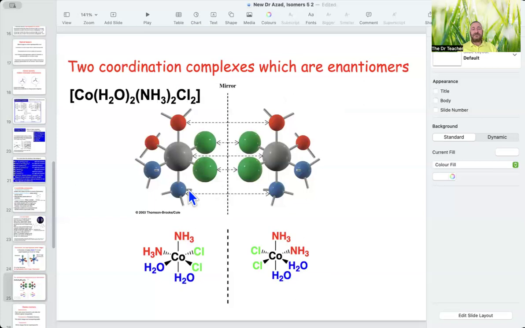Enantiomers here as well: you can put this on top of this, and the two reds will be to the right, the two reds to the left, so they are not superimposed. As you see here, we can put the mirror in the middle. Again, these two compounds have a similar formula, but the positions are different, and they are not superimposed. They are enantiomers.